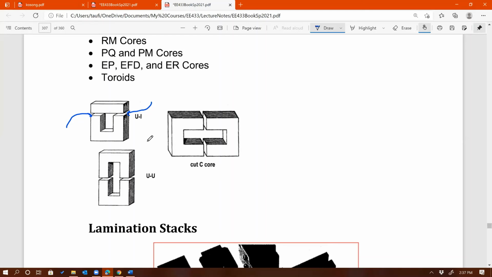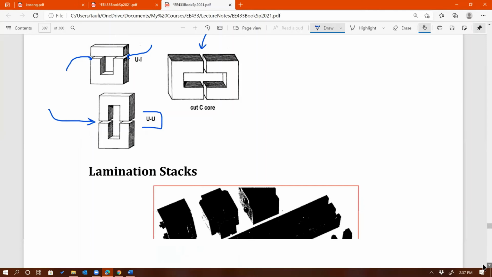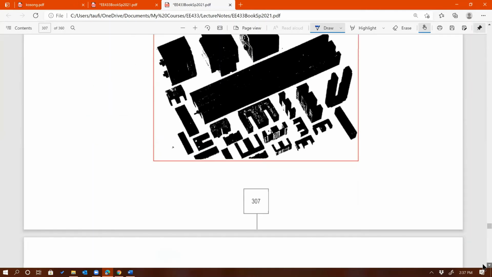It doesn't matter how good or how well the two are being pressed against each other, you still have that tiny air gap between the two pieces. Same thing with the UU core, the CUT-C core. You can see that for this example, having air gaps is something that you're going to have to deal with anyways. And there are more examples.